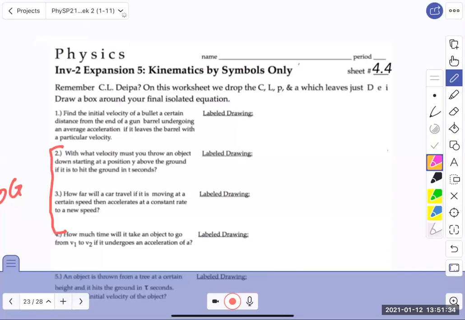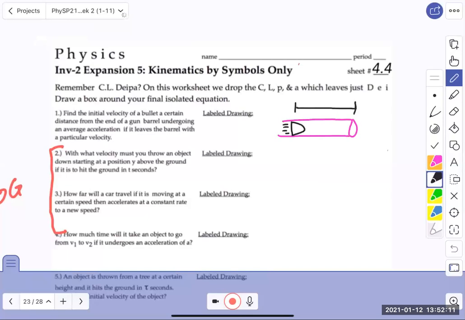It says, find the initial velocity of a bullet at a certain distance from the end of a gun barrel. So the bullet is inside the barrel. It's not a well-written question, I must admit. But the bullet is inside the barrel. It says the initial velocity inside a barrel. So here we have a bullet and it's going along inside a barrel. And then it says at a certain distance from the end of a gun. So this is our delta X.